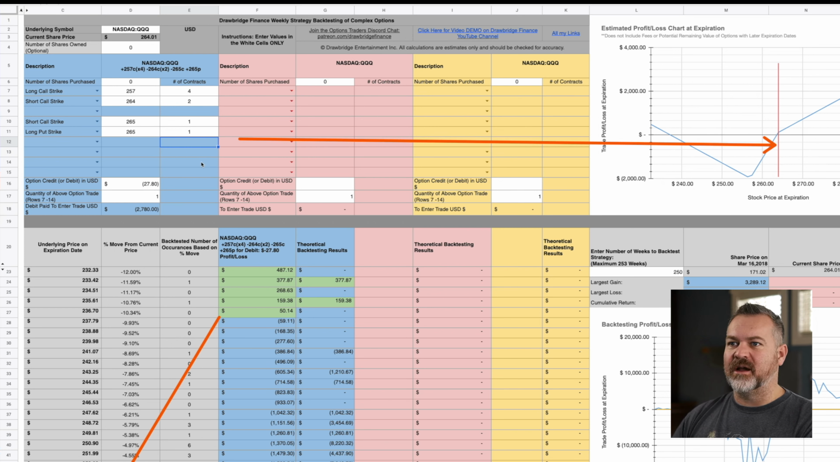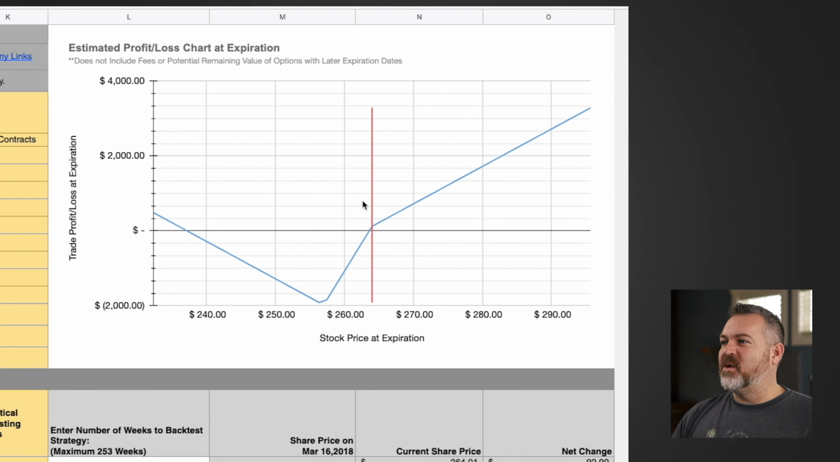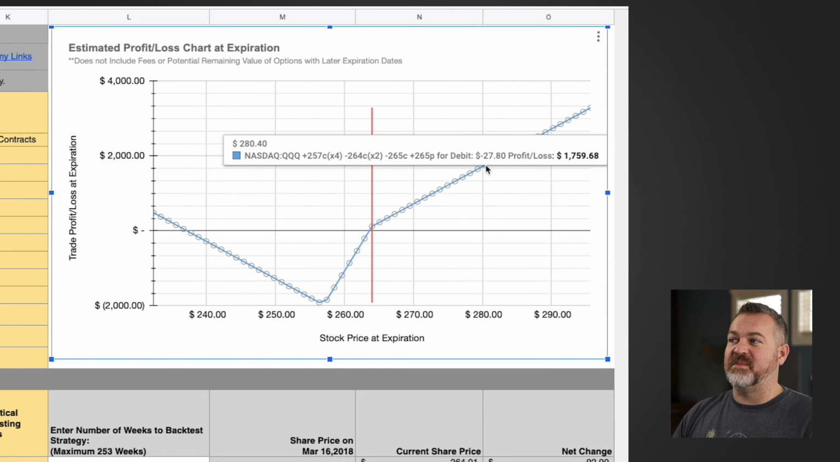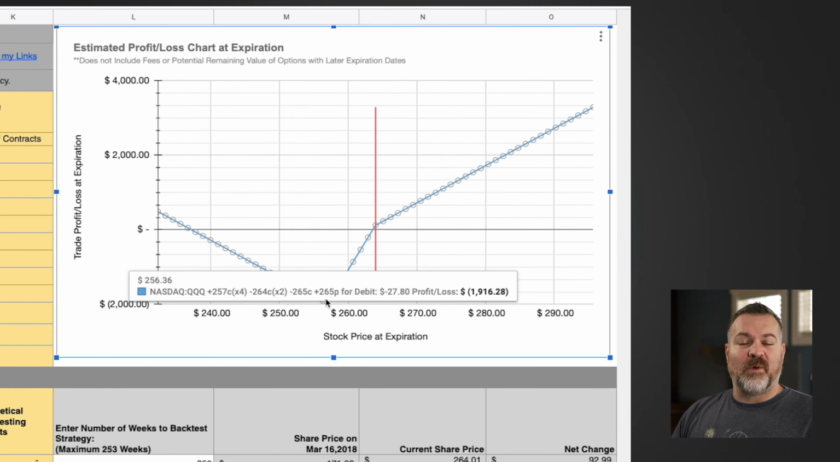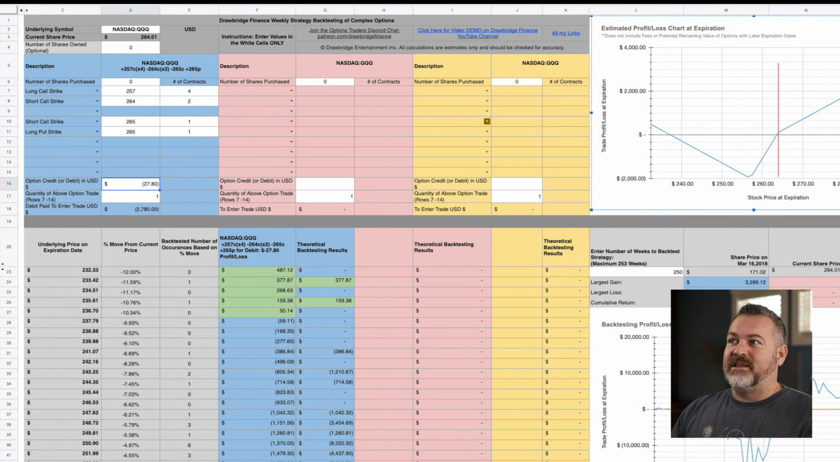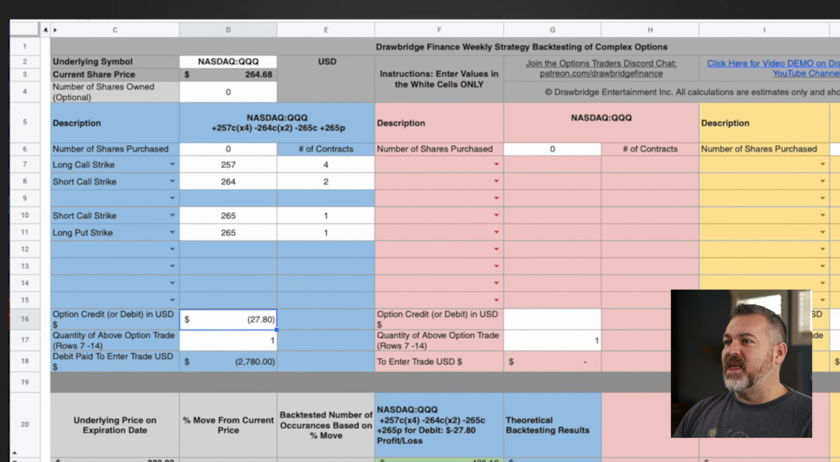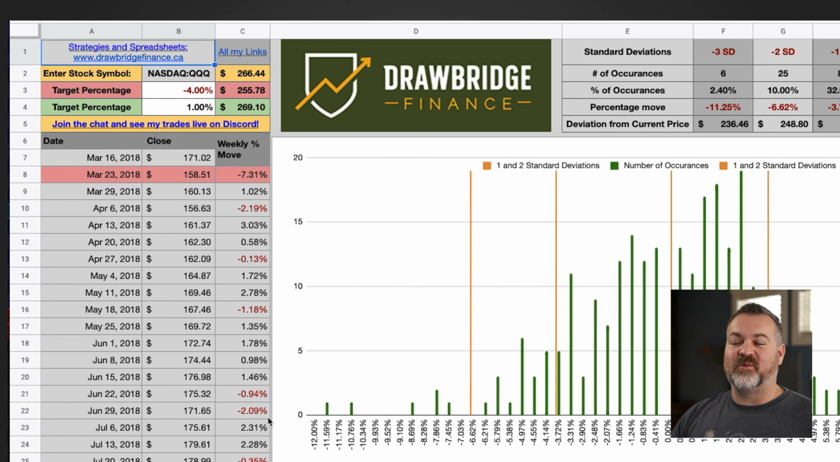We see this blue chart. And what we can do is see that if we enter this for a debit of 2780, so the debit paid to enter the trade is 2780, we can see what our profit profile is going to look like. If the stock goes up to $280, we'd make $1,759. If the stock drops down, we can lose around $1,900. It's exactly the same profit profile that we see over on Interactive Brokers or our platform of choice. Now, what I want to know is how often does it happen? So this is where backtesting the weekly moves comes in.